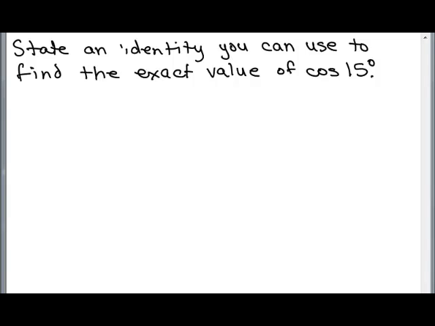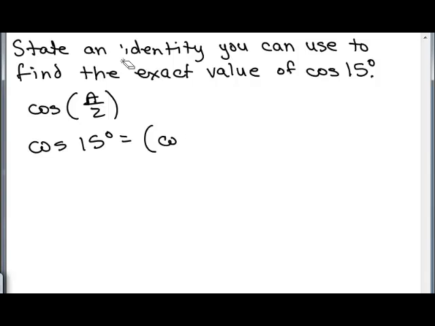All right, we're asked to state an identity I can use to find the exact value of cosine of 15 degrees. Now, you could use the difference identity for cosine, or you could use the half angle. For instance, you could do the formula for the cosine of A over 2, right? There is an identity for that because you could think of the cosine of 15 degrees as the cosine of 30 degrees over 2. So that's one you could use. So you could write this formula down.